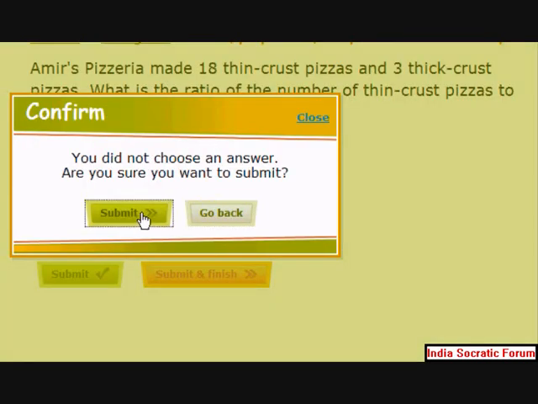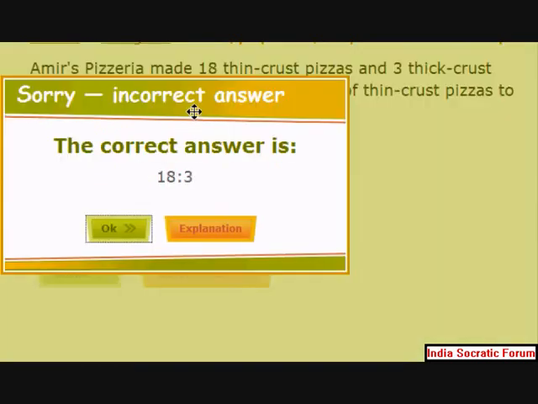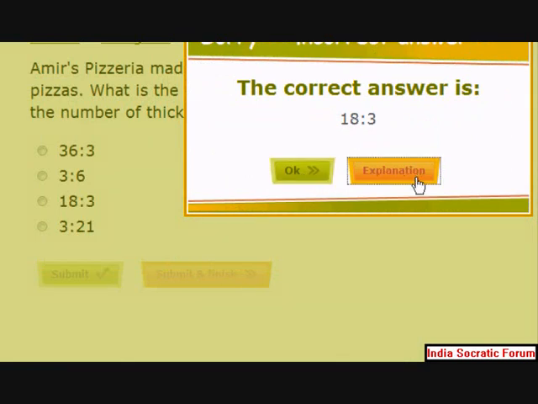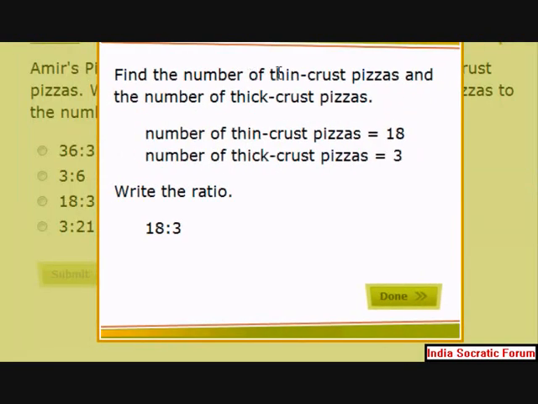Good. Here the correct answer is 18 is to 3. Do you know why? The ratio is number of thin crust pizzas, that is 18, to number of thick crust pizzas, which is 3. 18 is to 3.